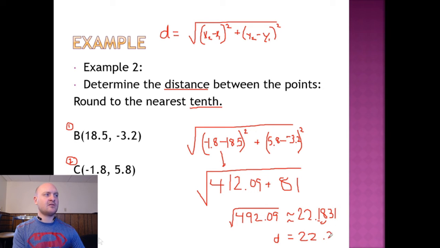Kind of an interesting answer. That value, distance equaling 22.2, we have finished the problem. We've given the distance between the 2 points, rounded to the nearest tenth. Let's move on to the next one.